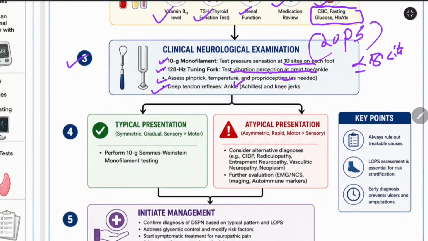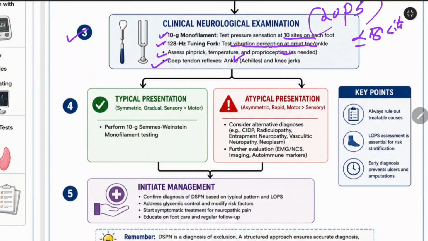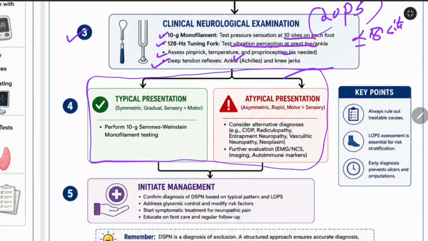So what is the presentation of the patient? I think this should come first. Actually, this should come first, in the history only. So if the patient has a typical presentation, symmetric and gradual, sensory more than motor, then it is probably due to DSPN.